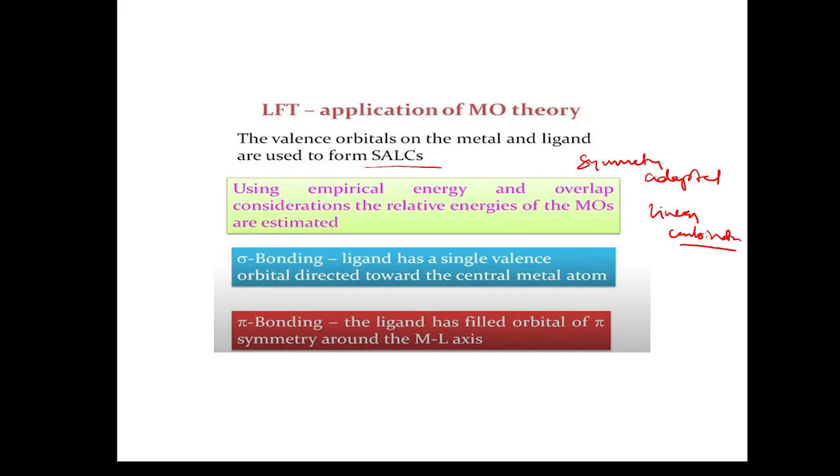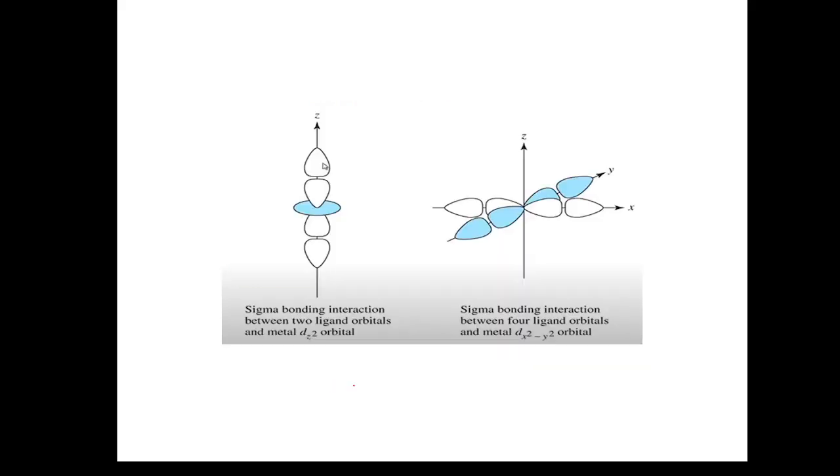So if we have sigma bonding, basically they have single valence and are directed towards the central metal line. So this is M. Suppose I take the octahedral, this is along the metal to ligand path. These are the sigma bonds, right? But those perpendicular to the metal to ligand sigma bond are the pi bonds. So this will come later.